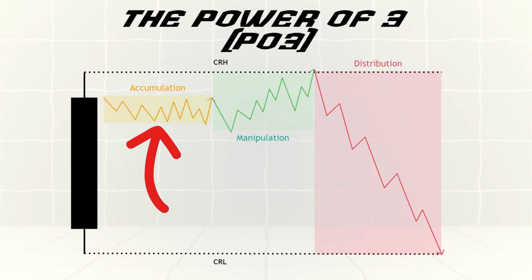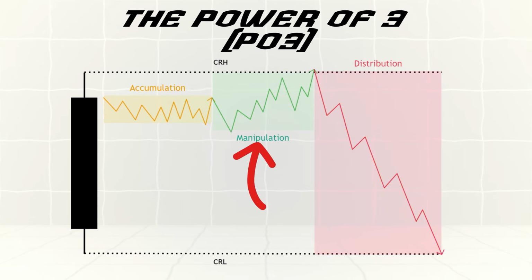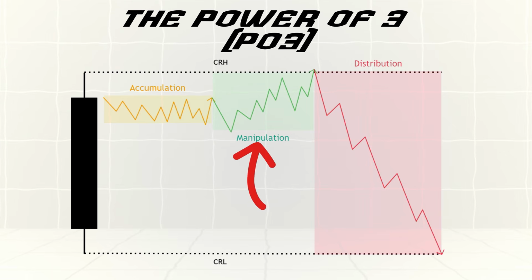The second phase of market flow is manipulation. Manipulation represents the initial breakout from the accumulation range. However, as the name suggests, this move is often deceptive and designed to trap traders into taking the wrong positions.